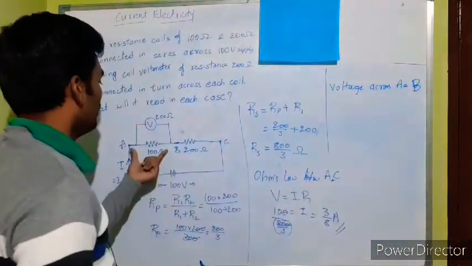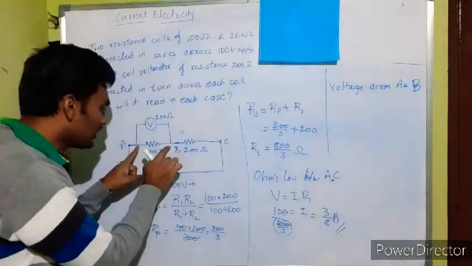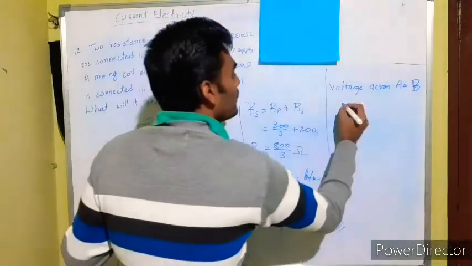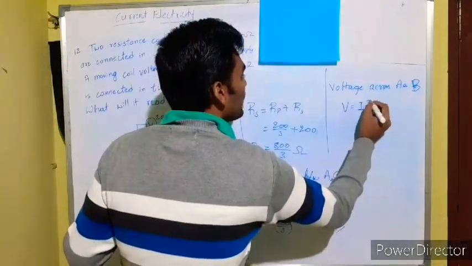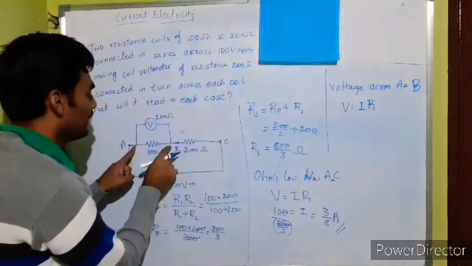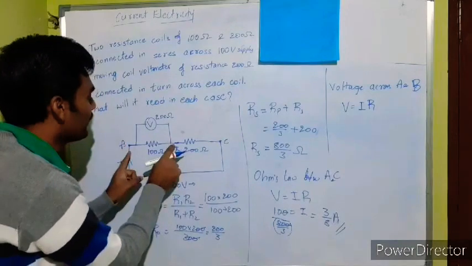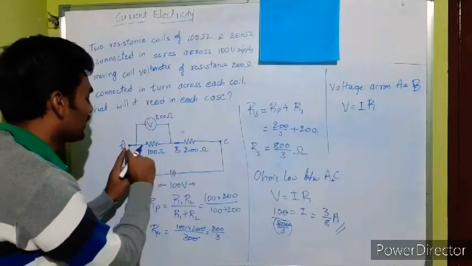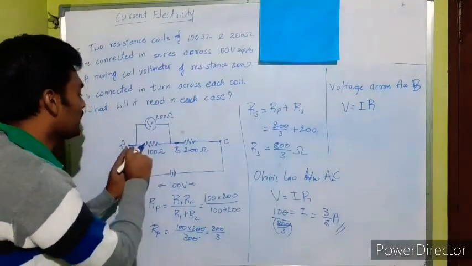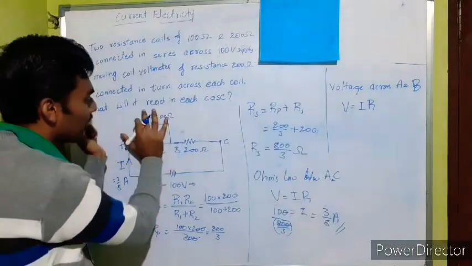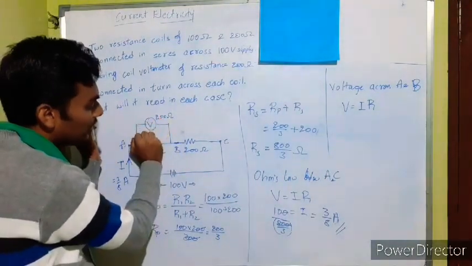Right. Now, when we come to the voltage across A and B, again we will make use of Ohm's law, which is V equals IR. These are the two points. What is the current flowing between these two points A and B? The current flowing will be the same, 3 by 8 ampere, because I am considering this as an effective circuit.